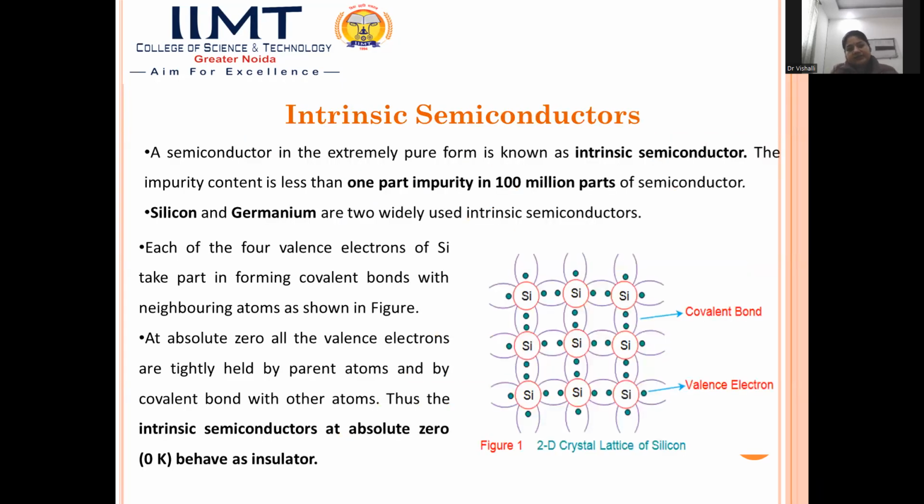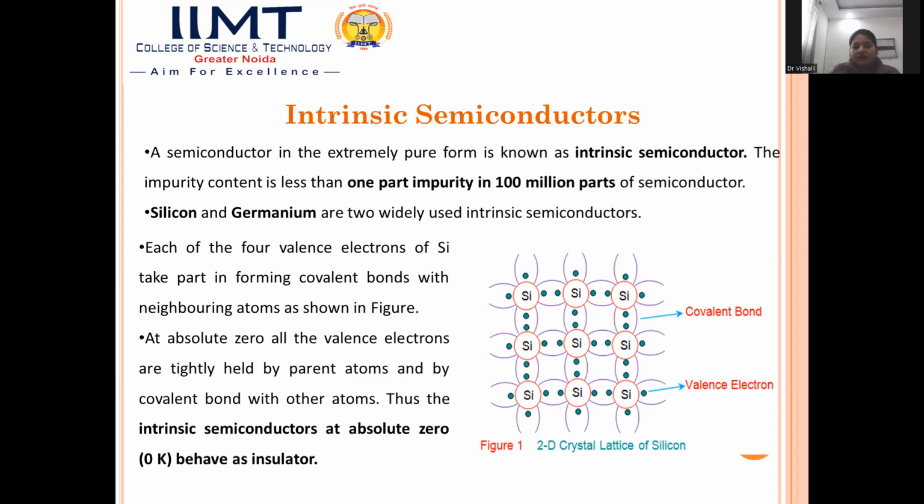First is the intrinsic semiconductor. A semiconductor which is in an extremely pure form is called intrinsic. Now what do we understand by the extremely pure form? Extremely pure form means that all the atoms in that semiconductor consist of that particular material, that is only the semiconductor, and the impurity content is very, very low.